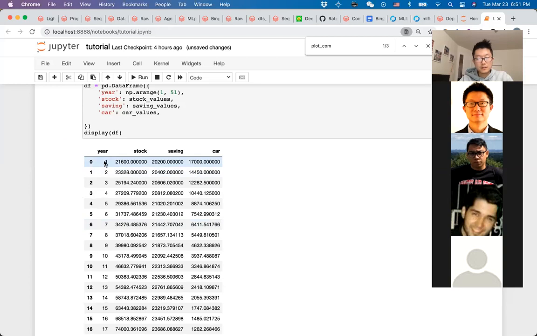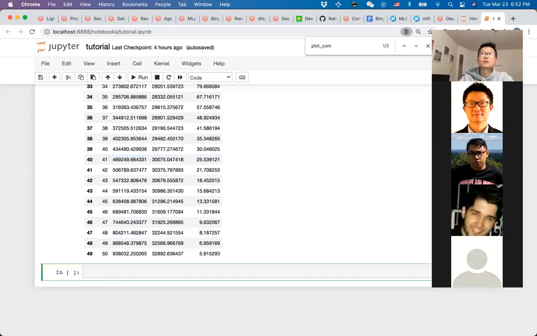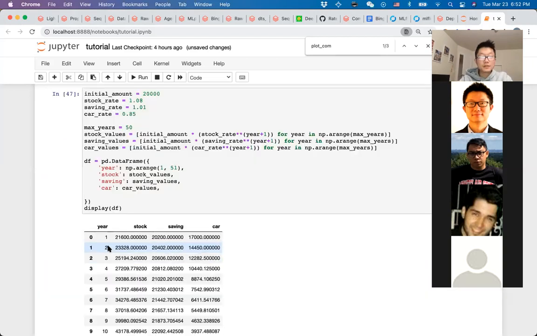So in year 1, after 1 year, your stock is going to be worth this much, and your car is only going to be worth this much. This is the same as what we calculated. Okay, now let's do some interesting plots. Over 50 years, if you invest in stocks, it will be worth almost 50 times as much. Let's see how much that is. I guess it will be more than that.